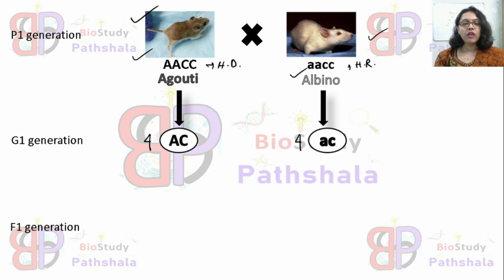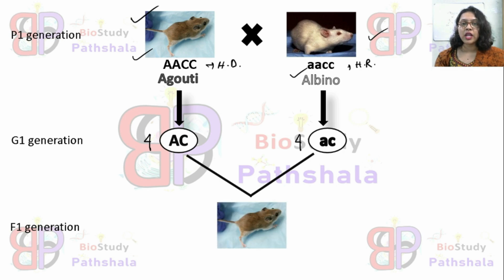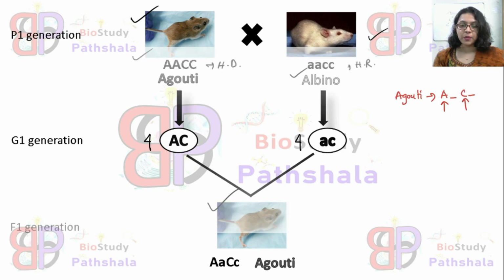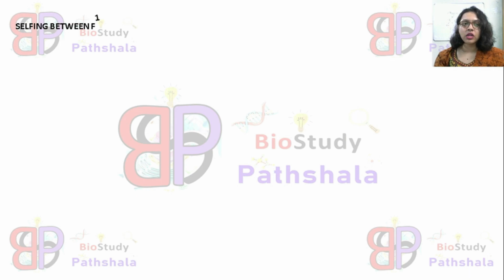In the F1 generation, we can see the individual with the grayish pattern, and this individual shows the capital A, capital C, small c genotype, that means the agouti pattern. So from here we can say that agouti coloration is coded by capital A dash, capital C dash. That means the presence of one dominant allele of the A gene and one dominant allele of the C gene will show the agouti coloration.